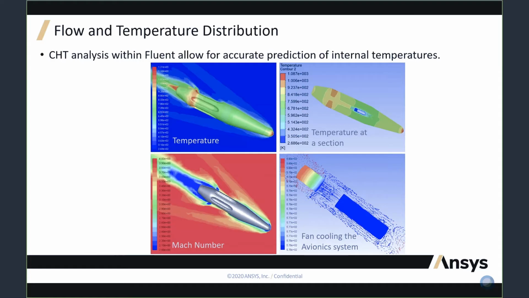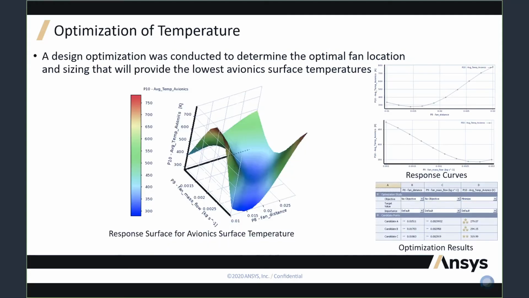So once the main CFD solution was run, he conducted conjugate heat transfer analysis in Fluent, and it shows contours here of the temperature, a Mach number, a cross section of the temperature inside of the projectile, and also the fan cooling of the avionics system. These are all results of the actual CFD simulation.